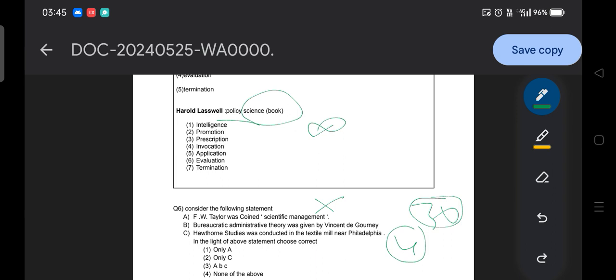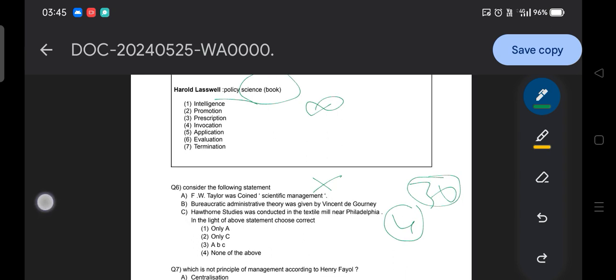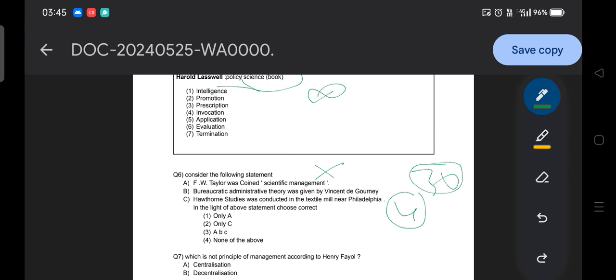Then option C, the Hawthorne study was conducted in a textile mill near Philadelphia. No, the Hawthorne study was conducted at the Western Electric Company in Chicago, based on the Harvard Business School. As you know, Elton Mayo was from the Harvard Business School. This kind of question was asked in your previous examination, so I hope this question is clear to you. So the answer to question 6 is option 4. Mark option 4, it is correct here.